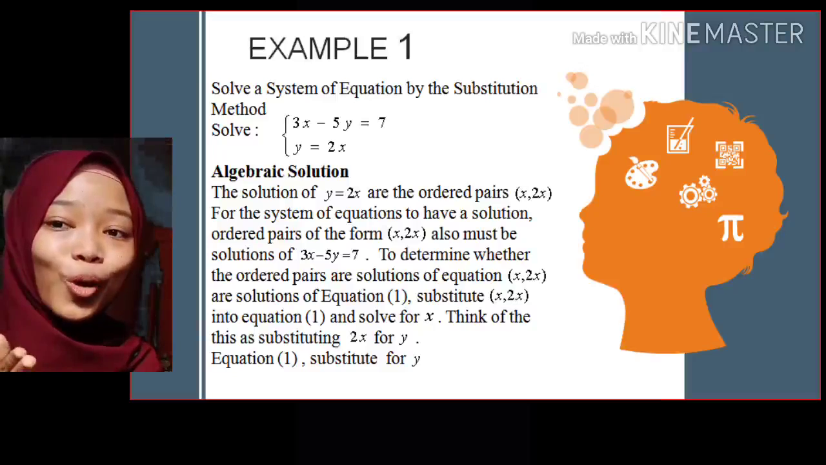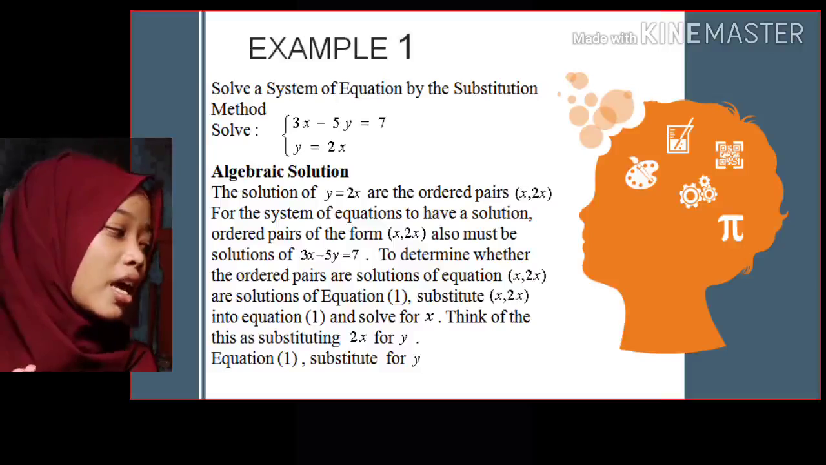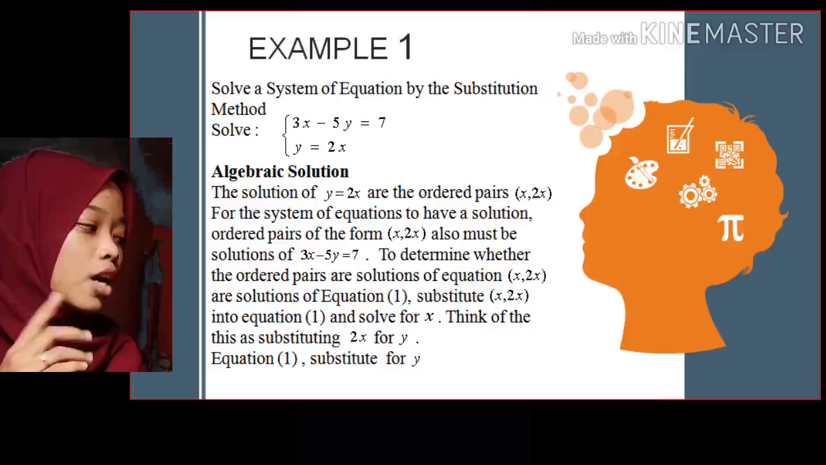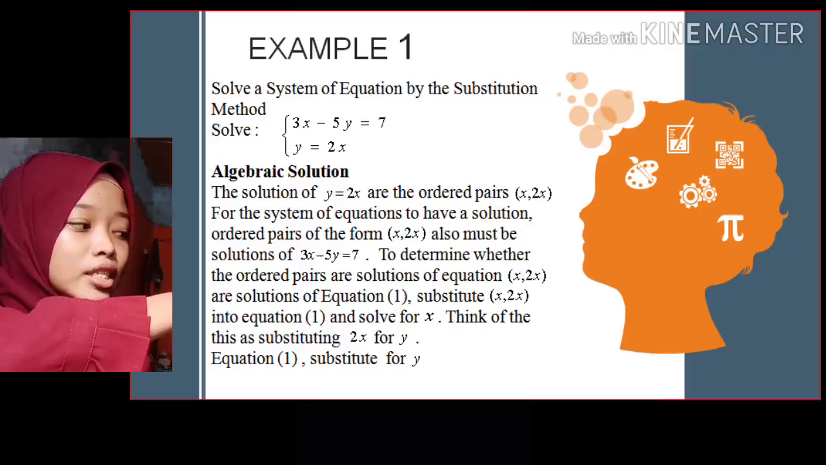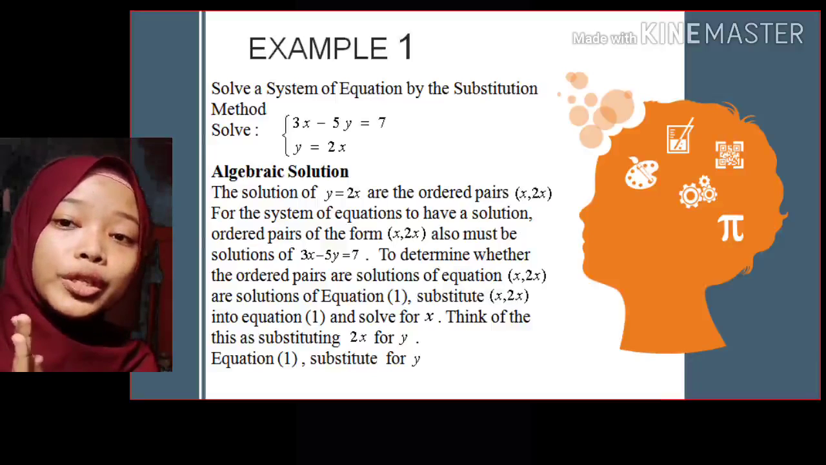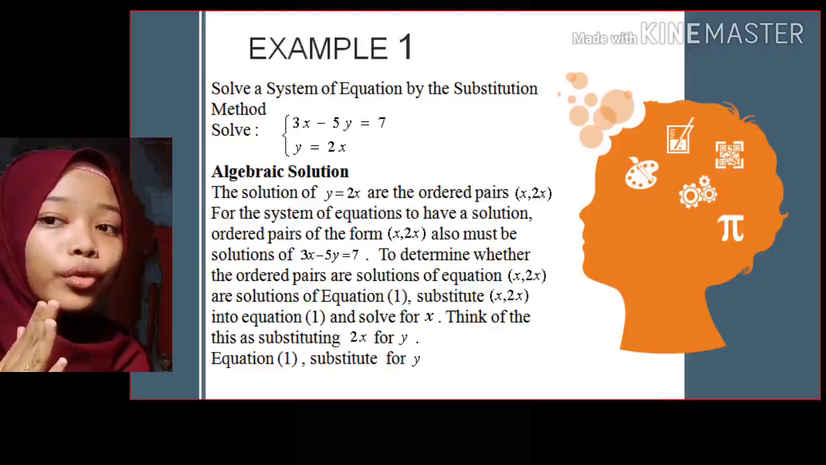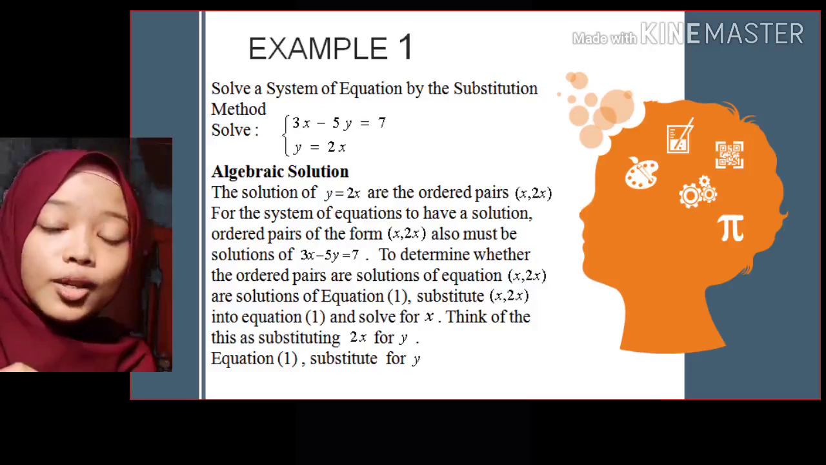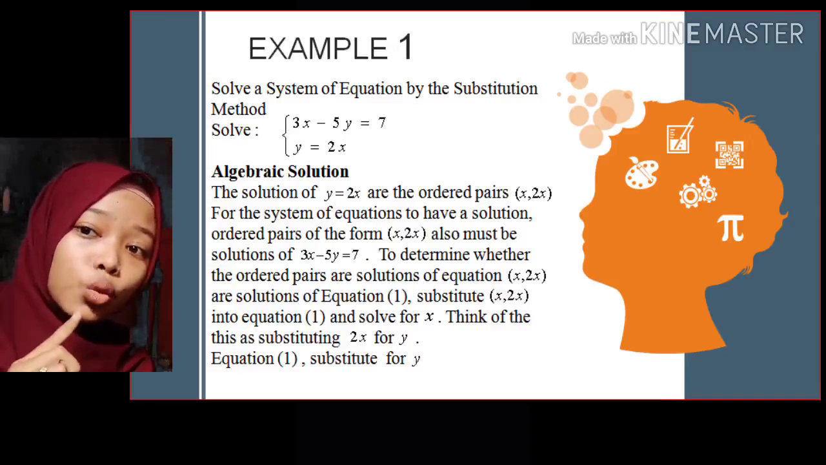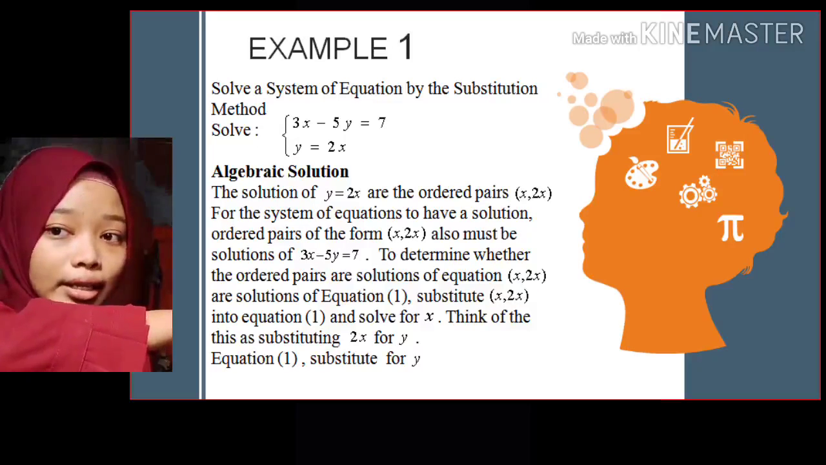The solutions of y equals 2x are the ordered pairs (x, 2x). For the system of equations to have a solution, the ordered pairs of the form (x, 2x) also must be solutions of equation 1. To determine whether the ordered pairs (x, 2x) are solutions of equation 1, substitute (x, 2x) into equation 1 and solve for x.